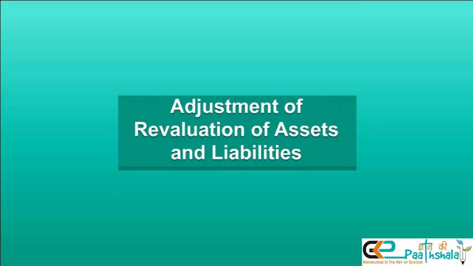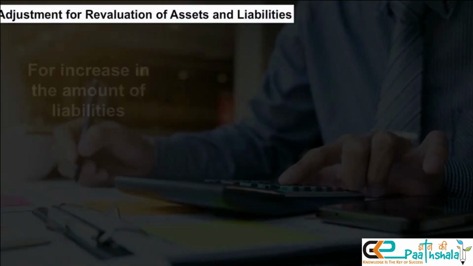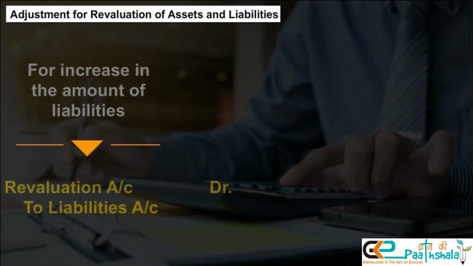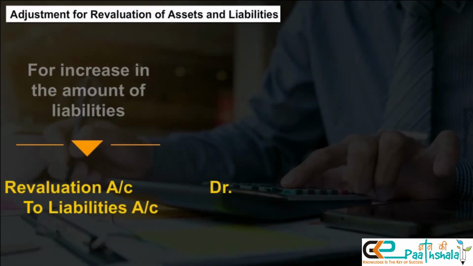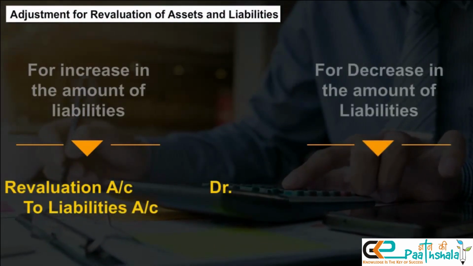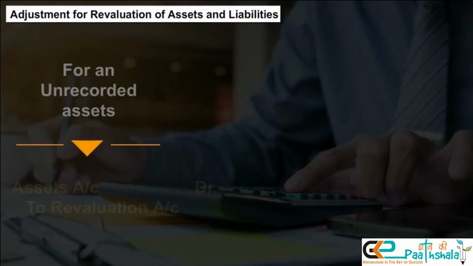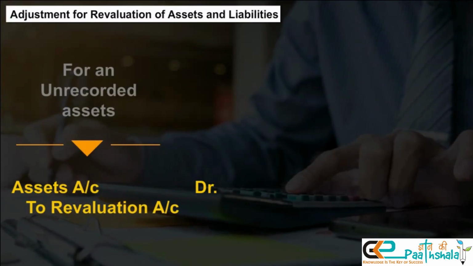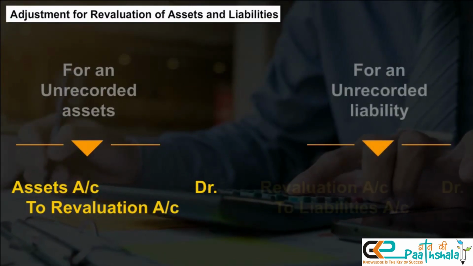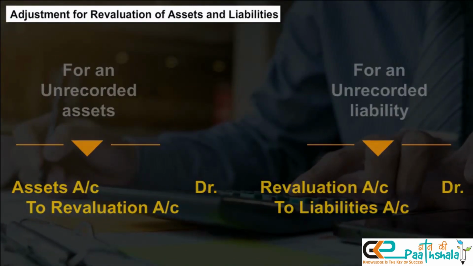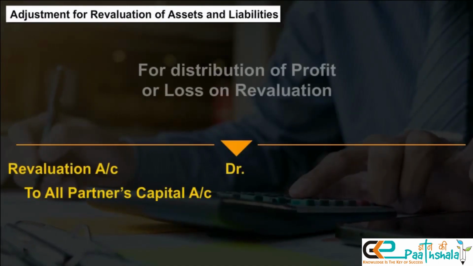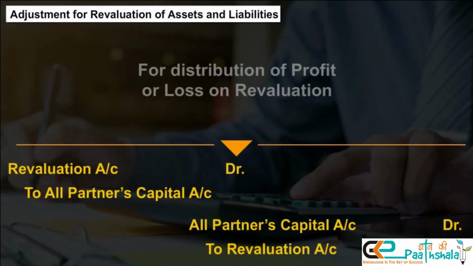Adjustment of revaluation of assets and liabilities: for increase in the amount of liabilities, for decrease in the amount of liabilities, for an unrecorded asset, for an unrecorded liability, and for distribution of profit or loss on revaluation.